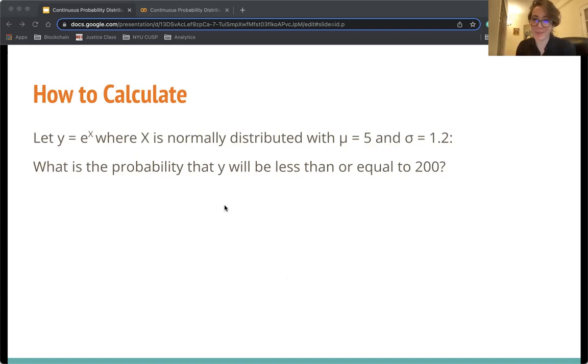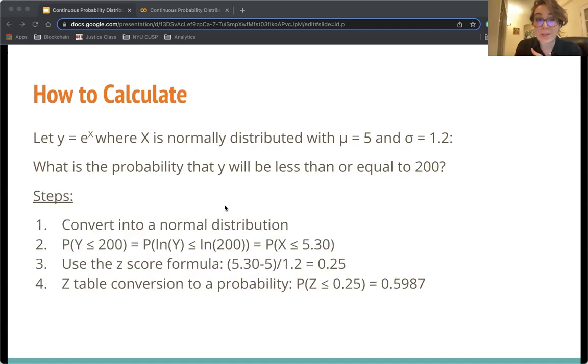Let's just think about the same type of penny stock, but now let's think that this stock has a mean value of $5 and a standard deviation of 1.2. We can use the log normal distribution to approximate the probability that the value of Y will be less than or equal to $200. To calculate, we convert the values into a normal distribution in order for us to then be able to use all these different normally distributed tables and probabilities.